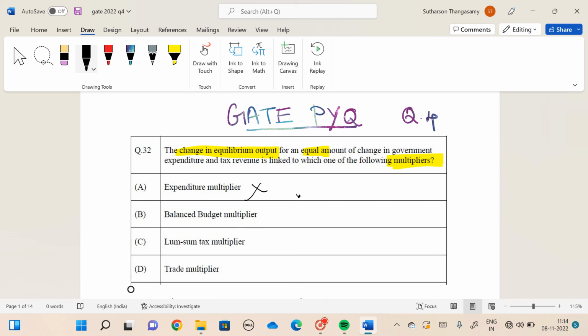Expenditure multiplier cannot be the answer, and lump sum tax multiplier also cannot be the answer, because it's only a change in lump sum tax. There is no government expenditure changing. Next, the trade multiplier: the question does not involve any clue about the external sector, so the trade multiplier may not be the answer. So obviously balanced budget multiplier is going to be the answer. Even though you don't know what is meant by balanced budget multiplier, you can answer this question if you know the concept of multiplier. But I'm not going to leave you that way. I'm going to explain now what is meant by balanced budget multiplier.